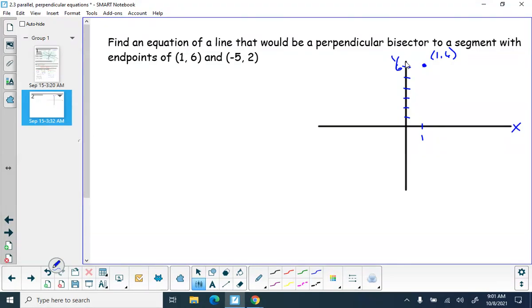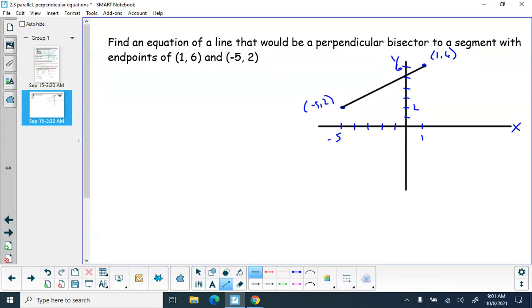So we have 1, 6 and negative 5, 2. So we're looking for the perpendicular bisector to this segment. Now we have to go back to the idea of what is our definition of a perpendicular bisector.